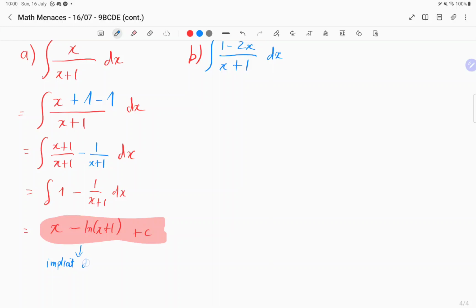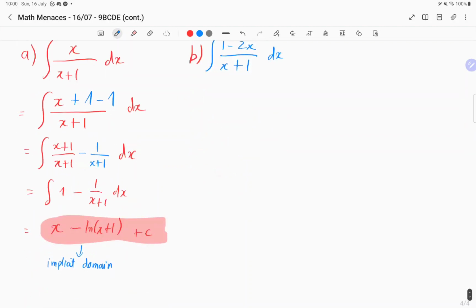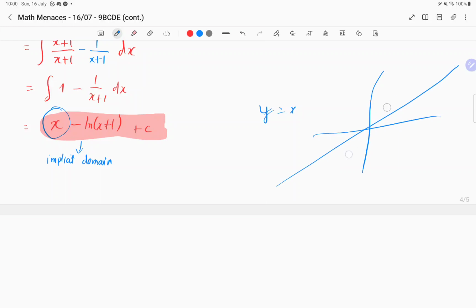So implicit domain, right, or the restriction for x is what? What can x not be? Is there any restriction for this x here? No, it's assuming we haven't seen this one yet, because in many questions they won't tell you the implicit domain and you have to just deduce that and reject some answers. So looking at this final answer, what is the implicit domain here? Well, x has no restriction. When you have y equals x, is there any restriction? No, it's just a straight line. It goes on forever. There's no restriction on x.